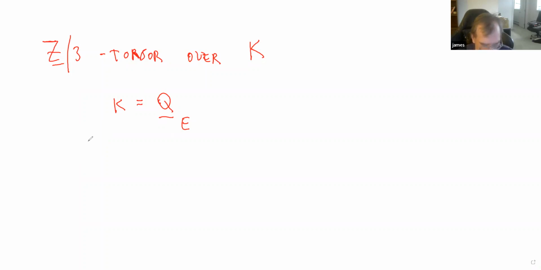This description of Z mod 3 torsors is valid only because we're already working over the Eisenstein field, a field over which Z mod 3 splits. Exactly, that's what I should have said. And the Eisenstein field is the premier example of that, in some sense probably the universal example.